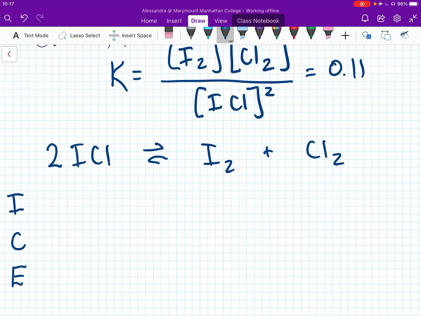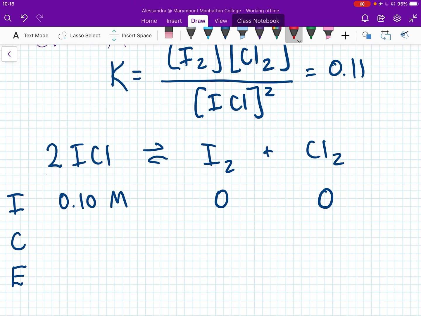Now, I'm going to fill in this ICE chart with what I know. And what I know is that I'm starting with 0.10 molar ICl. It is implied that I don't have any product to start out with. And I basically don't know anything else at this point. I have to make some guesses. So let's look at this. I'm going to change the color. I've basically used the blue to fill in the information that I know.